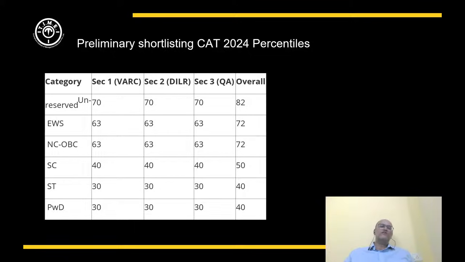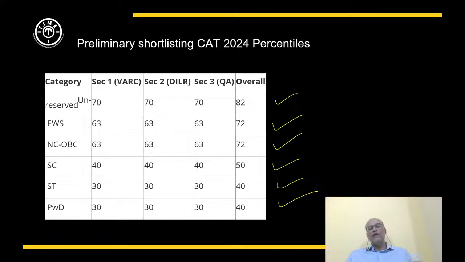The preliminary shortlist will be generated, and these were the percentiles that they kept in place last year. 82 percentile was the requirement for general category applicants with 70 in sectionals. 72 was for EWS and NCOBC, with 63 sectional. SC was 50 overall and 40 sectional, ST applicants 40 overall and 30 sectional. Same was the case with differently abled. But this is only preliminary shortlisting.